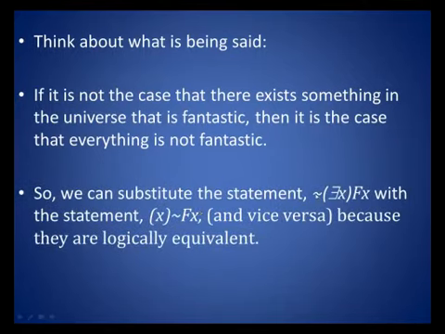So again, we can substitute these statements with each other one way or the other. For all x, not Fx is equivalent to it is not the case that there exists an x such that it's F. All right? This is telling me that it is not the case that there is a single thing out there that is fantastic, and this is telling me that everything that exists is not fantastic. So they are logically equivalent.